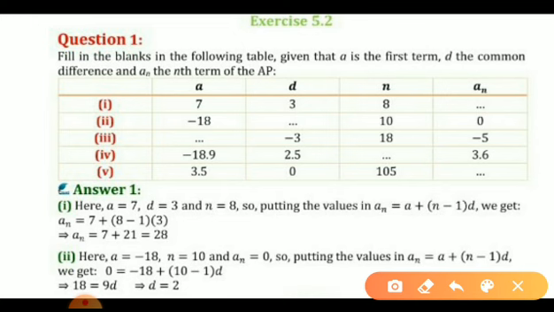The next, third question: d, n and a_n are given, and you have to find the value of a. You just have to make use of this formula. If you have this formula, you can find any one quantity when the other 3 quantities have been given. So 3, 4 and 5 you have to do as homework.